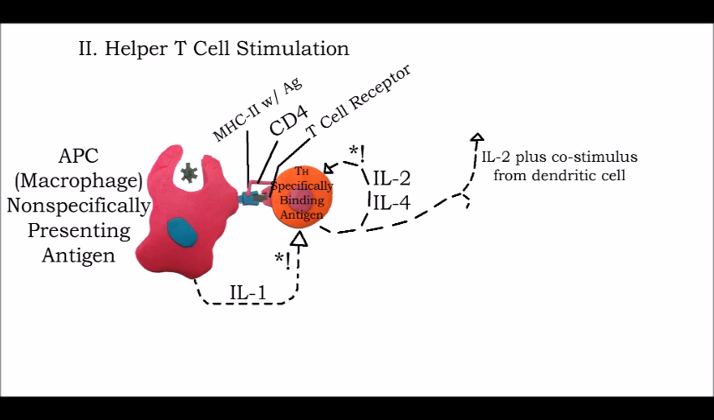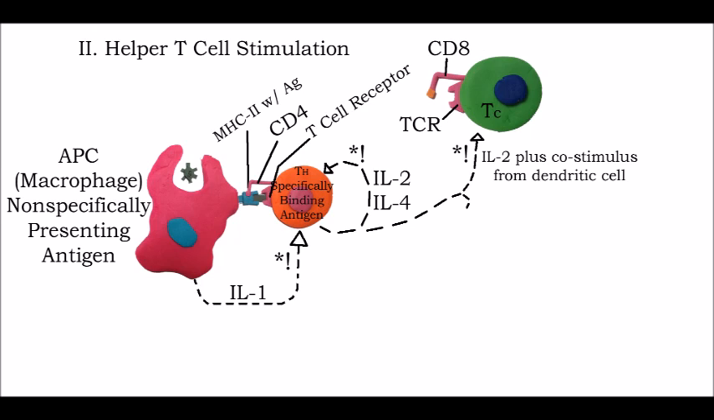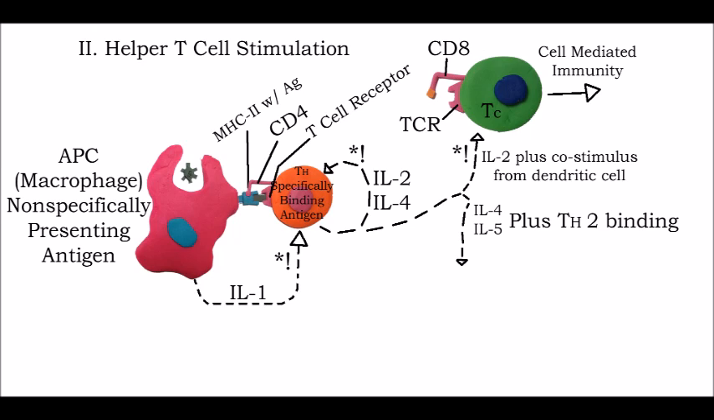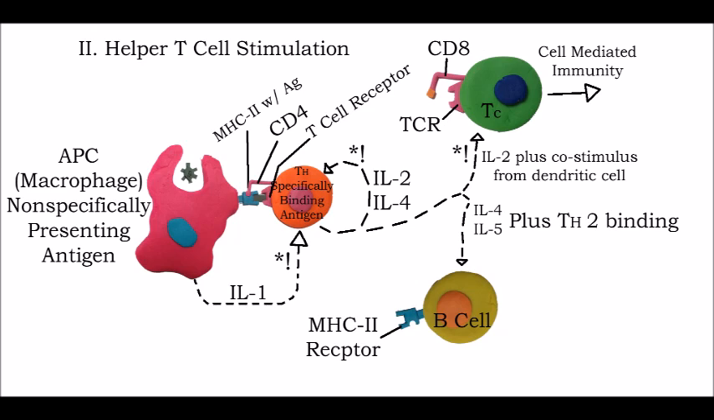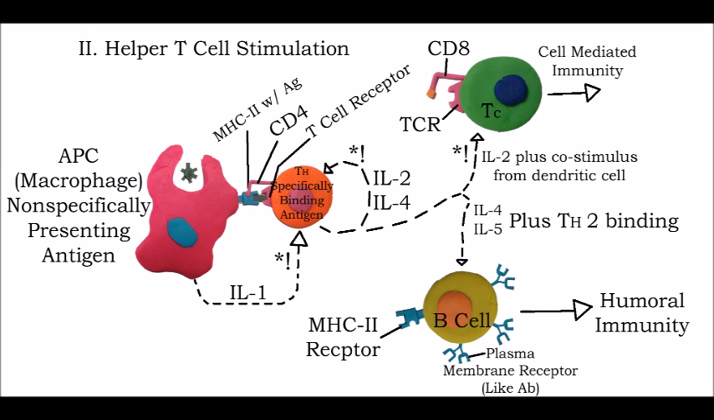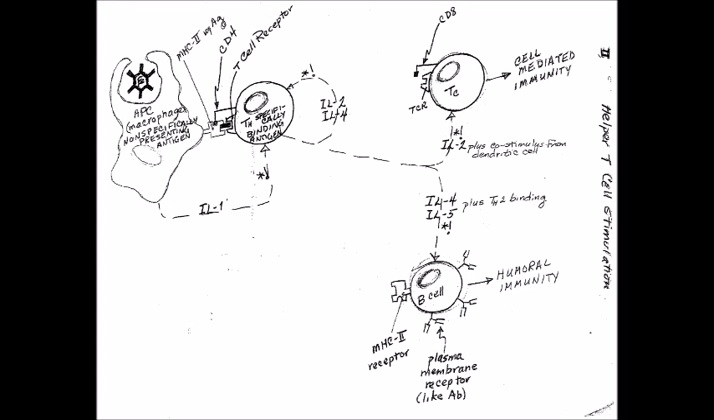Interleukin-2 plus co-stimulus from dendritic cell activates cytotoxic T-cell, which has T-cell receptor and CD8, so that it can take part in cell-mediated immunity. In the other pathway, interleukin-4 and interleukin-5 plus helper T-cell 2 binding activates B cells, which have MHC2 receptors and plasma membrane receptors like antibodies, so it could take part in humoral immunity. This is Professor Jane Rudolph's diagram.